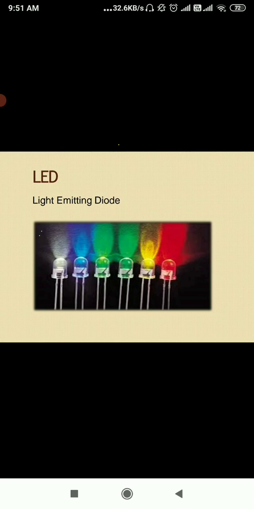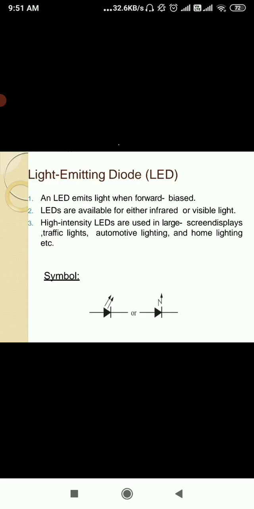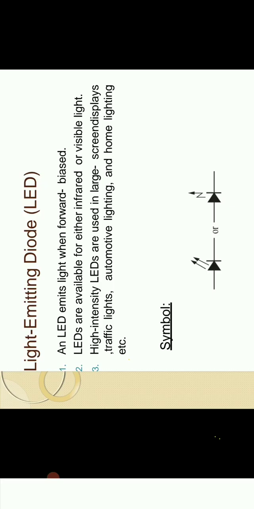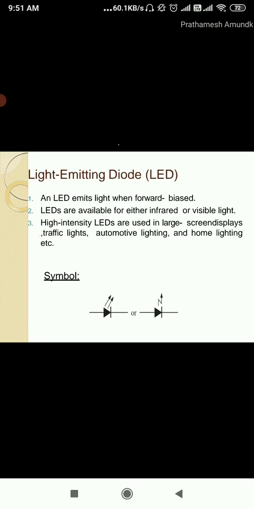Only if you see the symbol for LED, what is the difference? It is having two outward arrows. And what is the use of these arrows? These arrows are showing light gets emitted. It means the arrow tells us LED will emit the light. Obviously, as a PN junction diode will give current when it is forward biased, and when it is reverse biased it is not giving any amount of current.